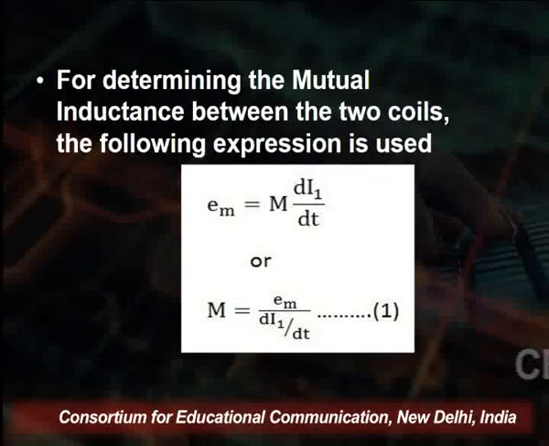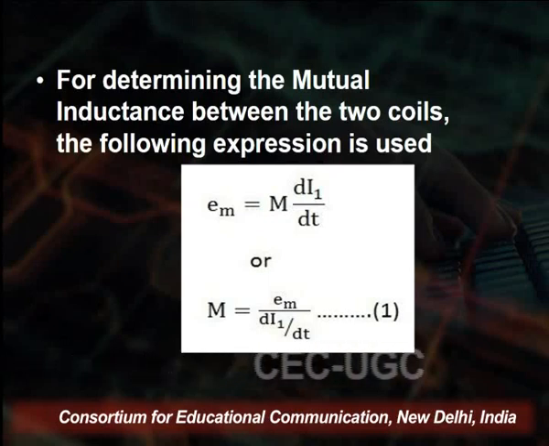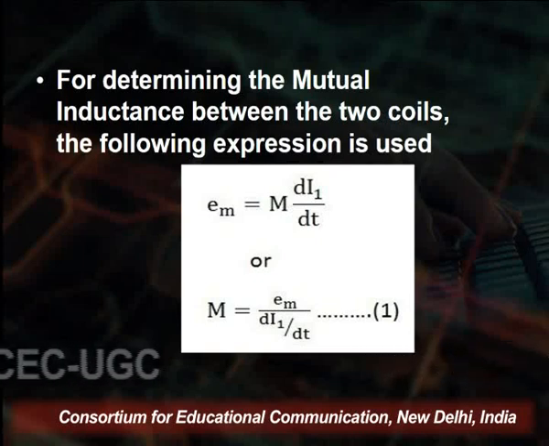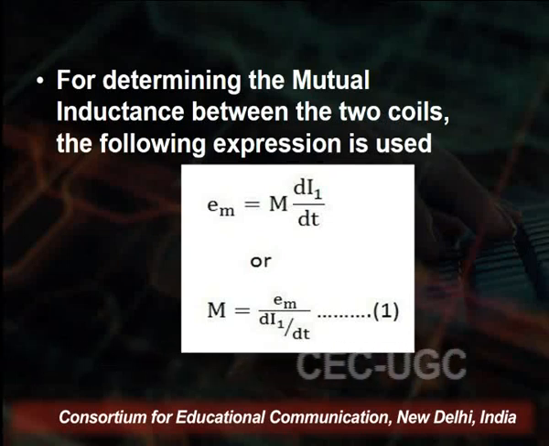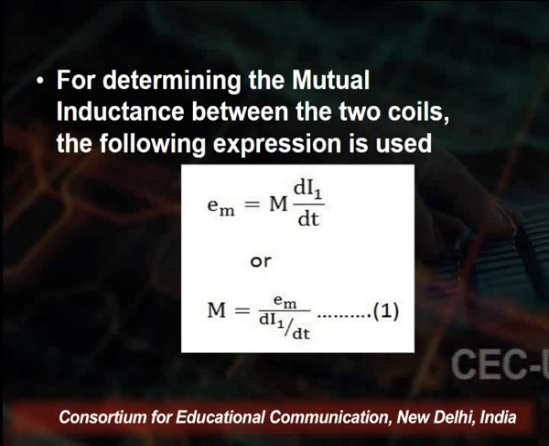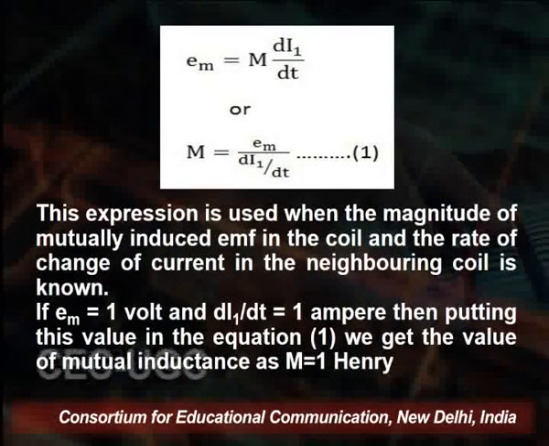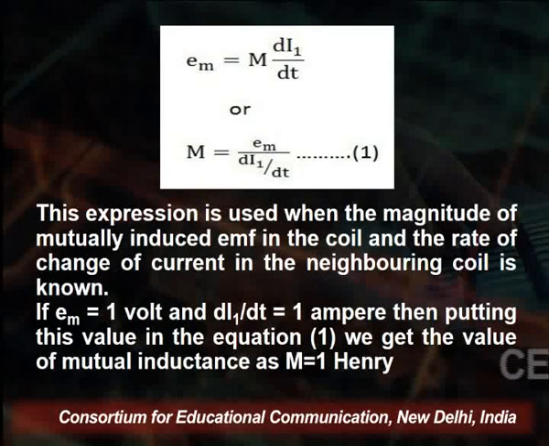For determining the mutual inductance between two coils, the phenomenon is expressed as EM is equal to M di2 by dt, or we can write M is equal to EM by di1 by dt. This expression is used when the magnitude of the mutually induced EMF in the coil and the rate of change of current in the neighboring coil are known.